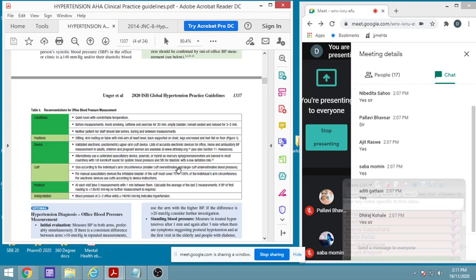Calculate the average of the last 2 measurements, and if the BP of the first reading is less than 130/85 mmHg, no further measurements are required. If the blood pressure over 2 to 3 office visits is more than 140/90, then it indicates hypertension. So this is how the guidelines say it should be measured.